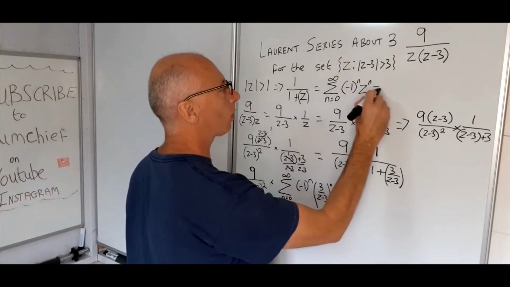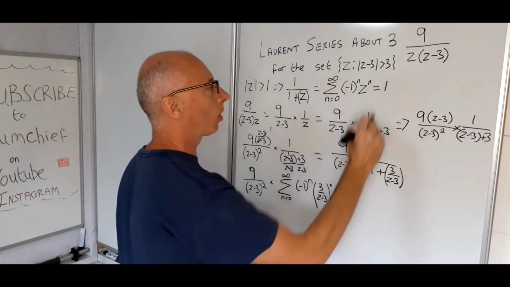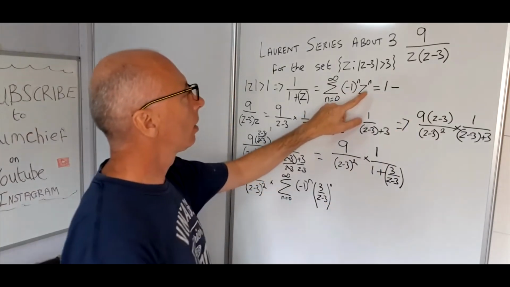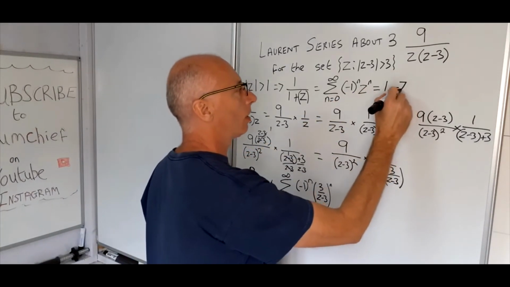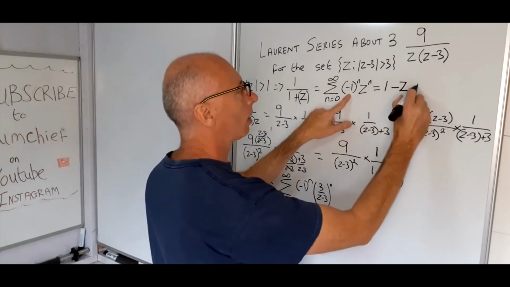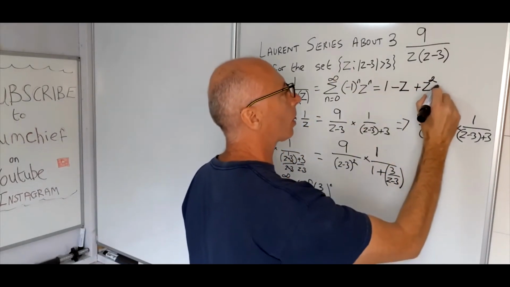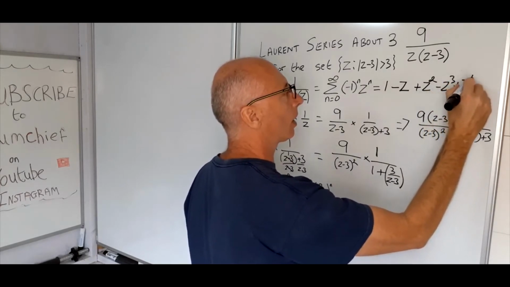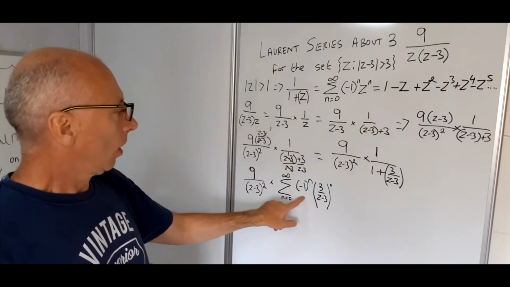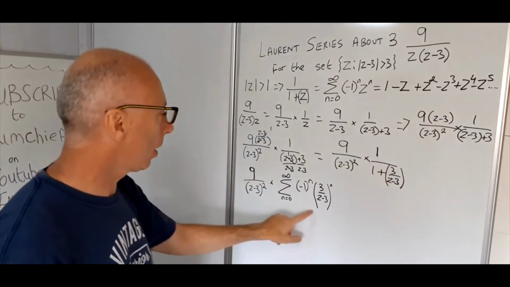So first of all, with the basic one first, when n is 0, this is 1 and this is 1, so we get a 1. When n is 1, we've got minus 1, so that's minus z to the power of 1, so that's just minus z. When n is 2, we've got positive, and then z squared. And then as this is an alternating series, we can see where this is going, and so on and so on.